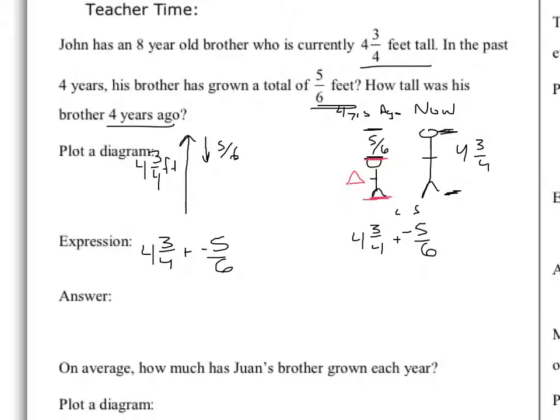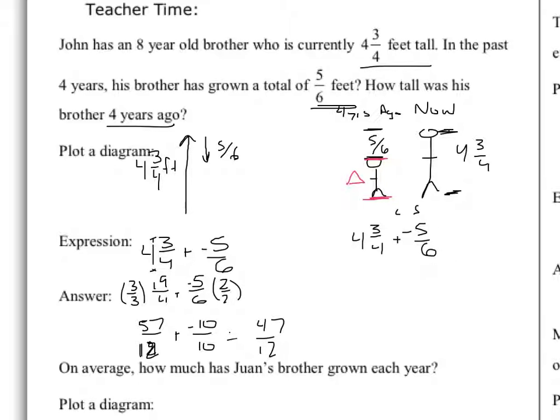When we go back through this and do the math, we should get 19 over 4 plus negative 5 over 6. Common denominator would be 12. It's going to give me 57 over 12 plus negative 10 over 12, which would be 47 over 12. And thinking about that in terms of feet would be 3 feet and 11/12, so we're at 3 feet 11 inches.